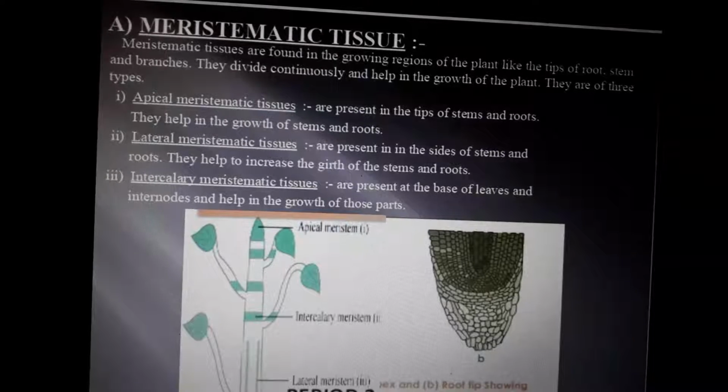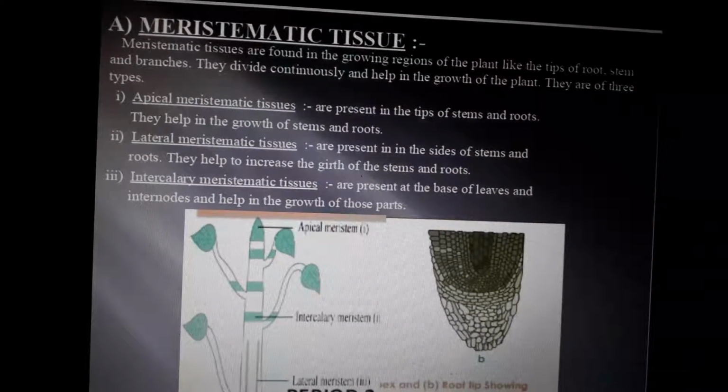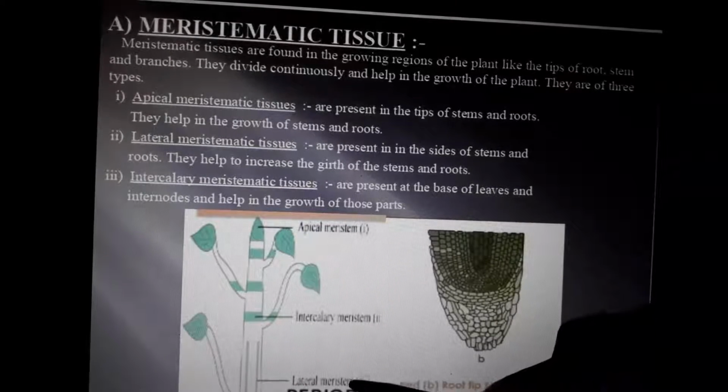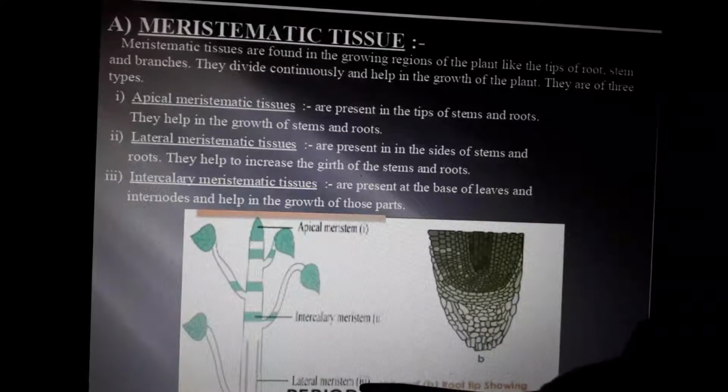They help in increasing the girth of the stems and roots. Girth means width. Have you seen these trees? They will become thick also. They will grow taller, and at the same time they will become thick also. That increase in thickness of the plant is due to the presence of lateral meristematic tissue. Not height, width is increased due to lateral meristematic tissue.